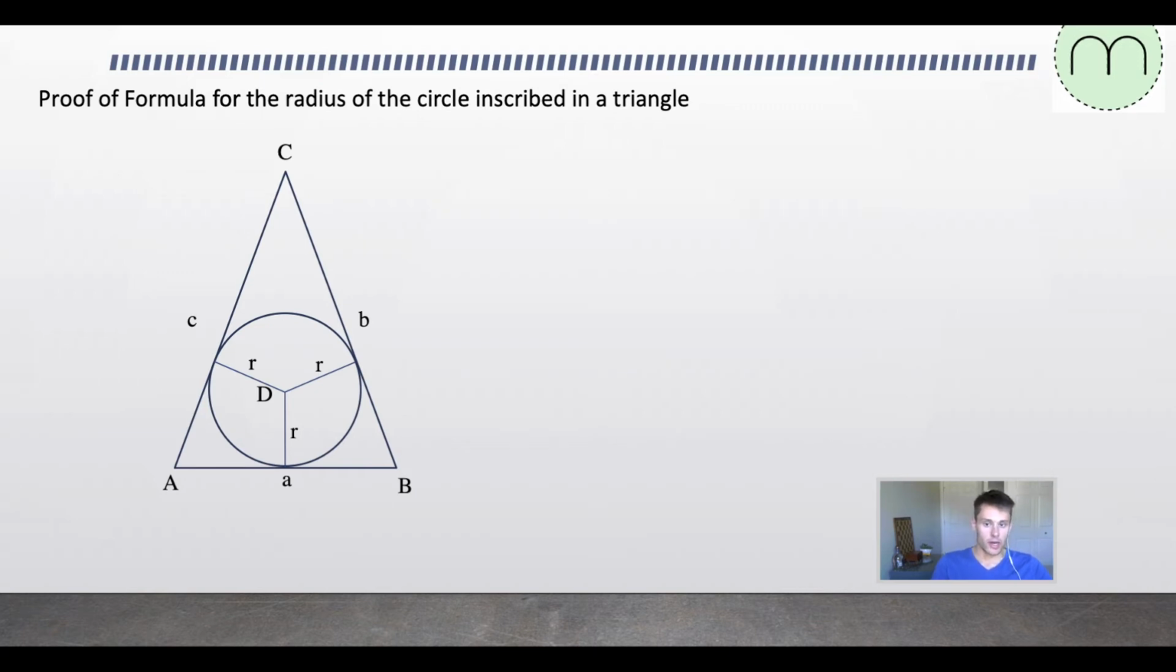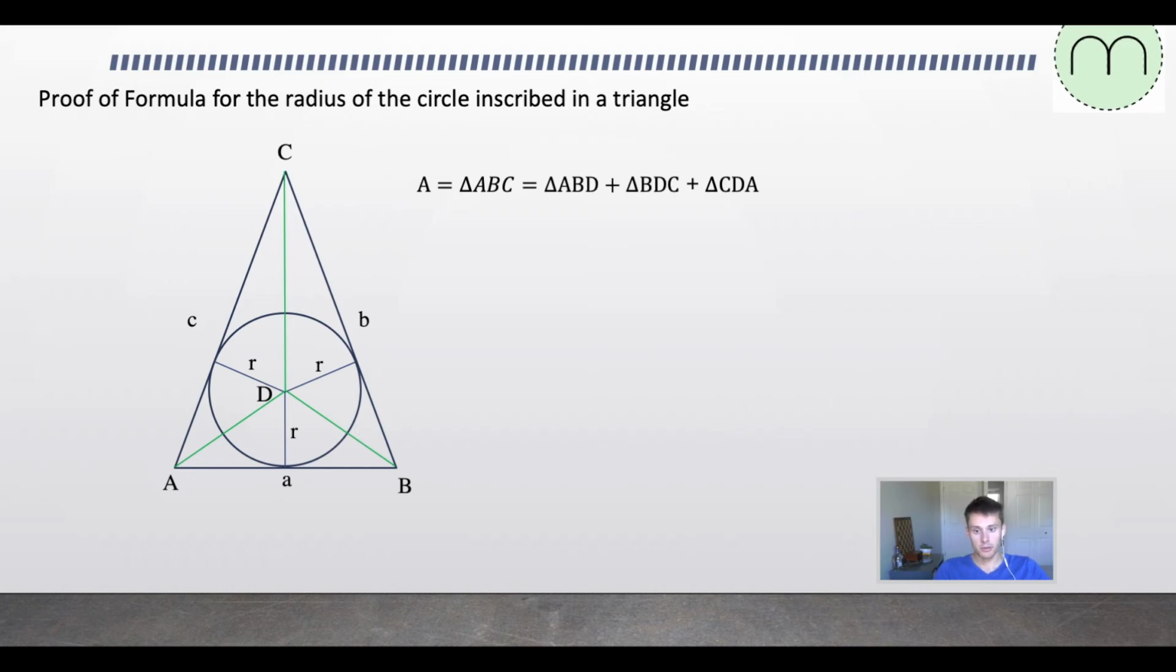If we go ahead and draw lines from the vertices of the triangle to the center of the circle, as a result we're going to end up with 3 triangles. We're going to end up with a triangle ABD, BCD, and CDA. And it's important to realize that those 3 triangles, when put together, they actually have the same area as the entire triangle ABC. So we can write it as a formula: area of the triangle ABC equals the area of ABD plus BDC plus CDA.